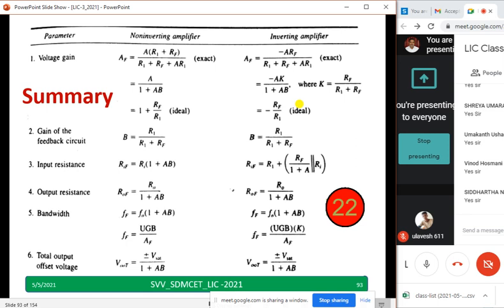So please remember, input resistance is more in case of non-inverting or inverting. Just observe this, because most of the equations are the same. Only the gain and input resistance are different when you compare inverting and non-inverting amplifier. So let us go to the next. These two you have to remember.